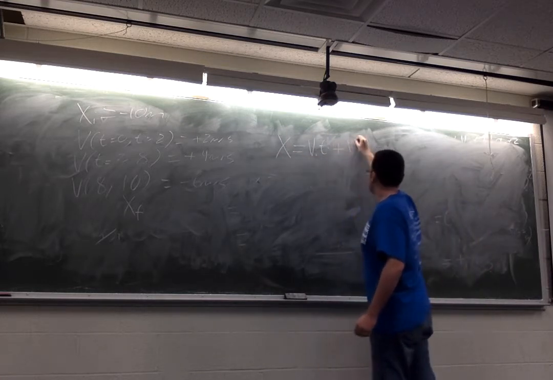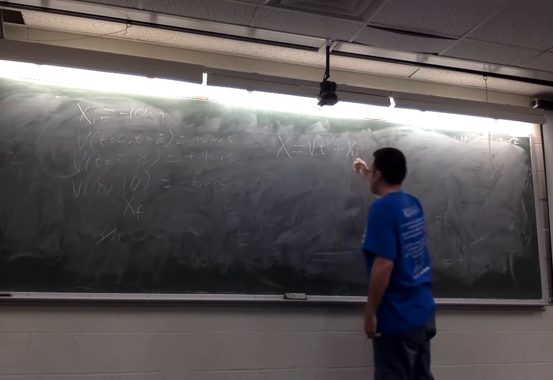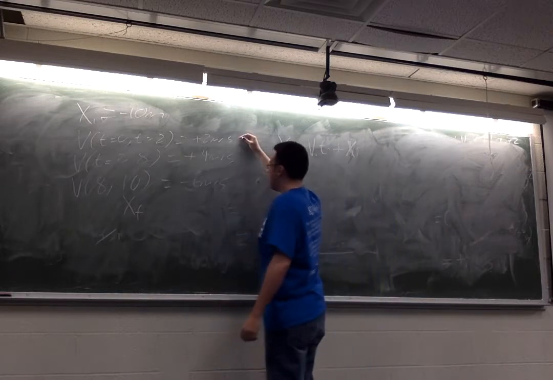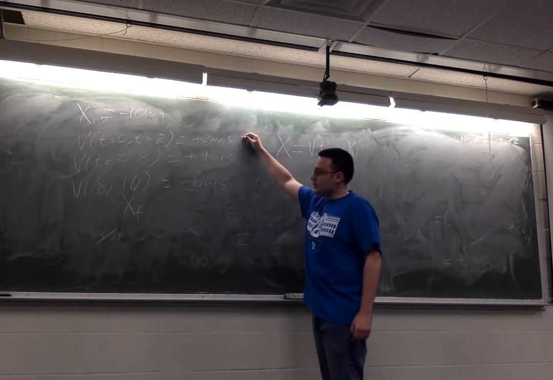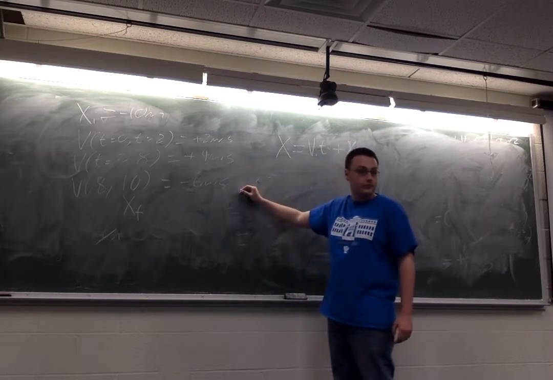This is plus xi, plus your initial x value. This is going to become really handy. So we're going to solve for x final here, x final here, and x final here. And when we get to here, this will be our answer.